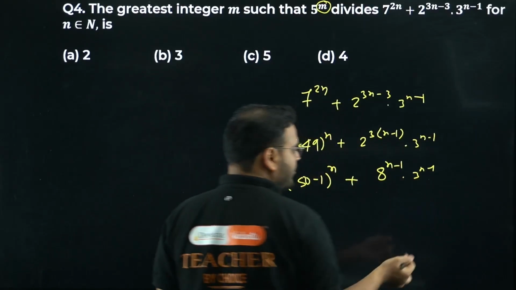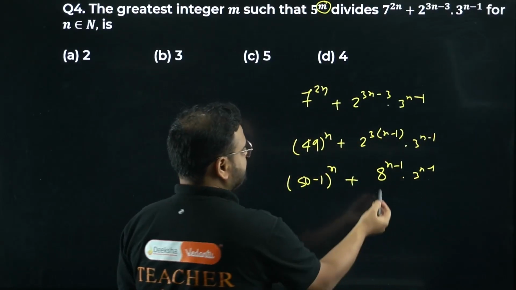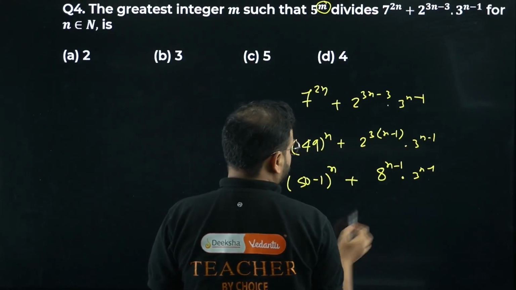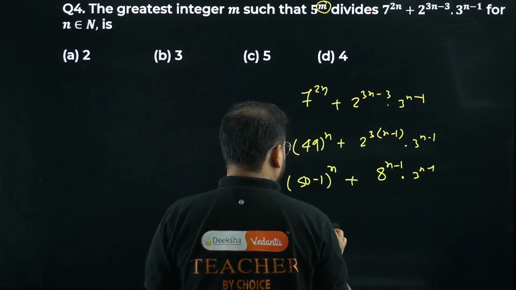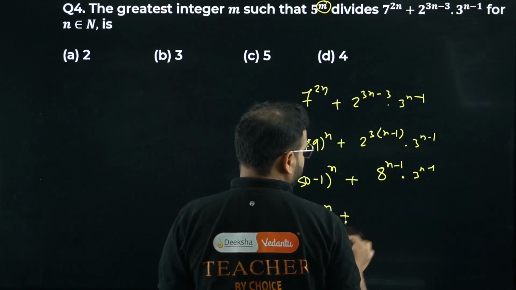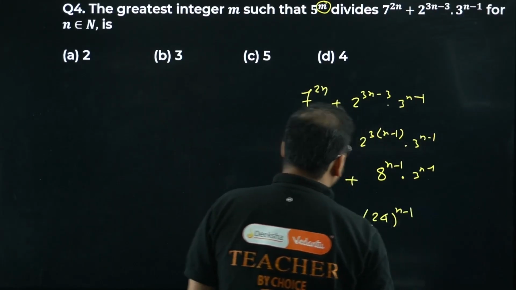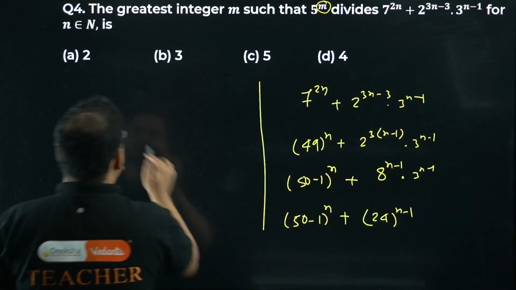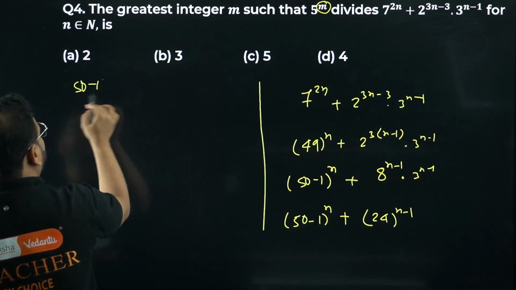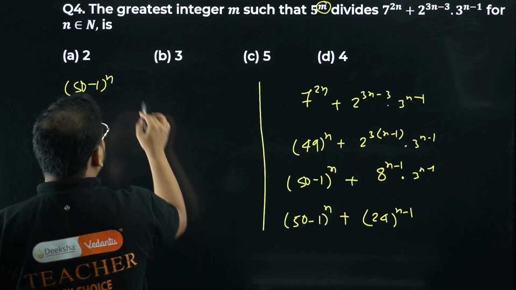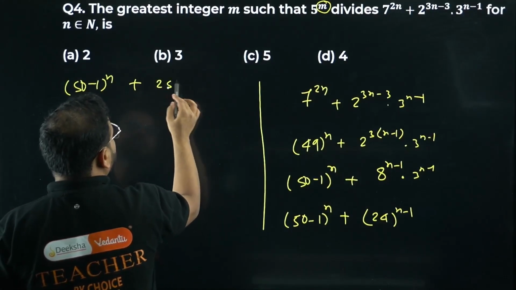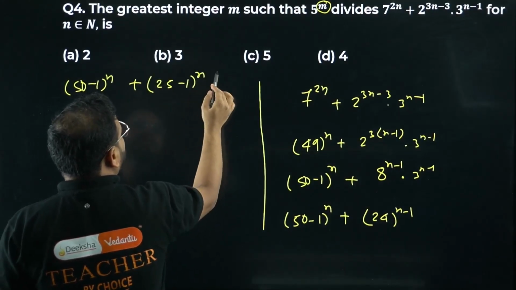I have same power, no? I can multiply the bases. 8 into 3 is given in the product, right? I have n over here. Over here what I'm getting? 24 power n minus 1. Now please pay attention to this. So what I am getting over here is 50 minus 1 power n, plus 24, so 25 minus 1 power n minus 1.